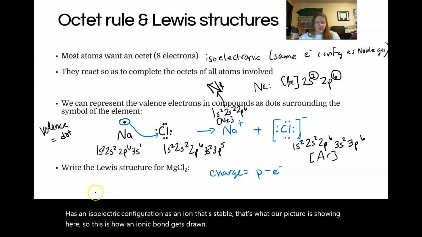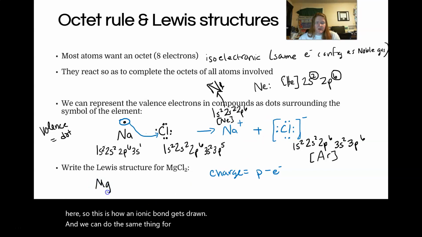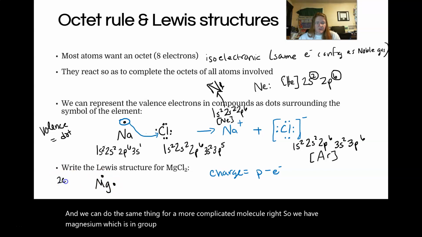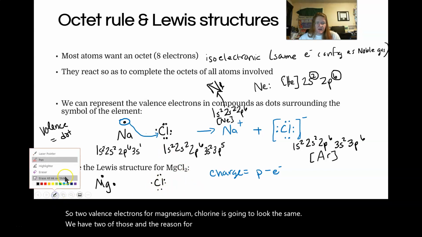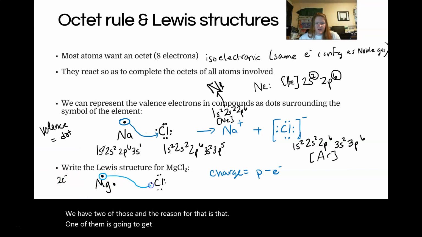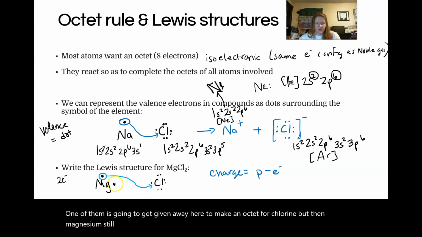And we can do the same thing for a more complicated molecule, right? So we have magnesium, which is in group 2. So 2 valence electrons for magnesium. Chlorine is going to look the same. But I have 2 of those. And the reason for that is that one of them is going to get given away here to make an octet for chlorine. But then magnesium still is not isoelectric with a noble gas. So we're going to have to find another chlorine.